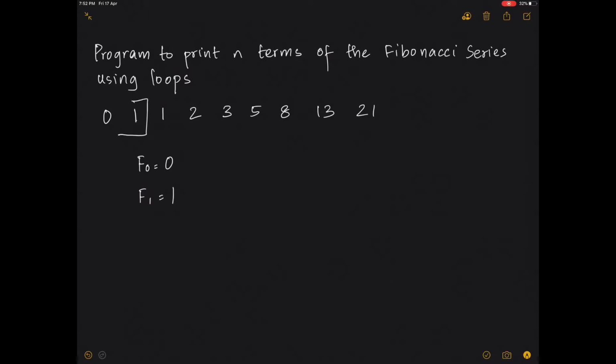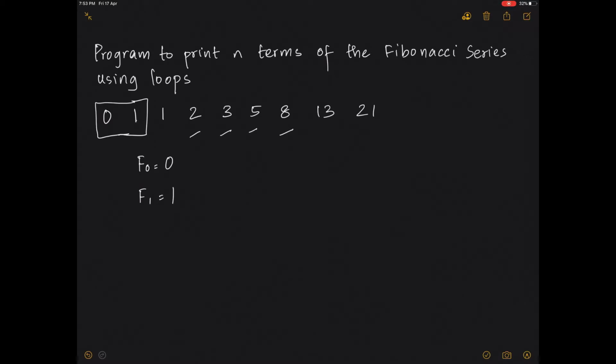Forgetting these two terms, the remaining terms, from the third term onwards, are each a sum of the previous two terms. 1 is a sum of 1 and 0. 2 is a sum of 1 and 1. 3 is a sum of 1 and 2. 5 is a sum of 2 and 3. 8 is a sum of 3 and 5.